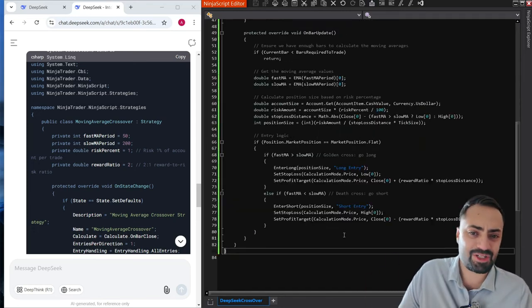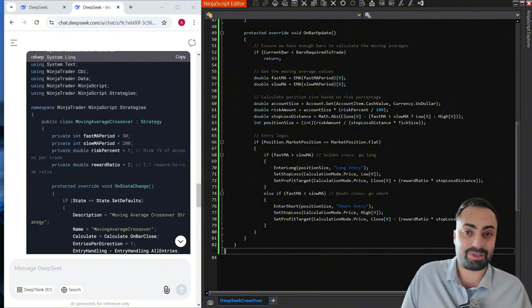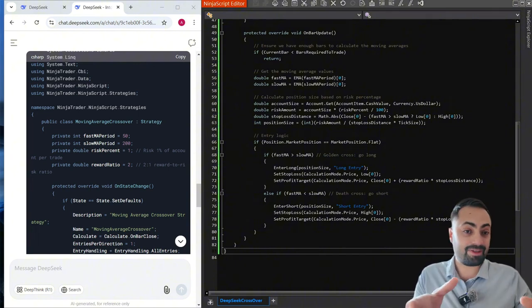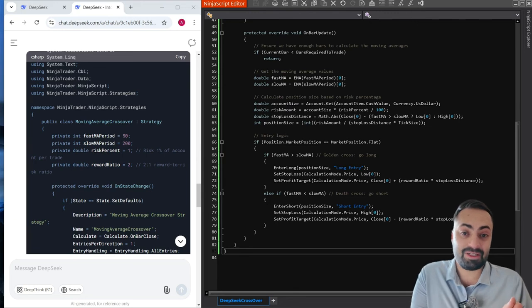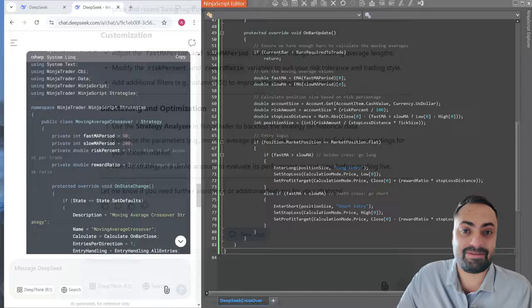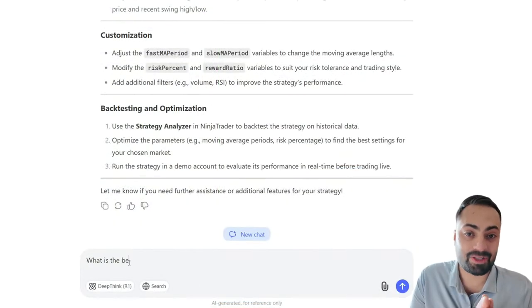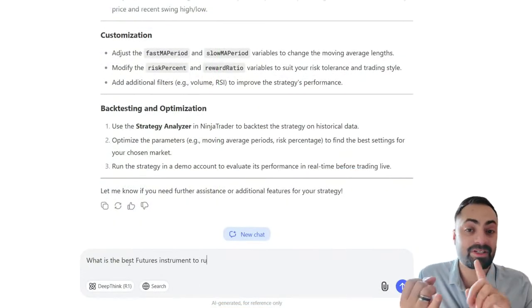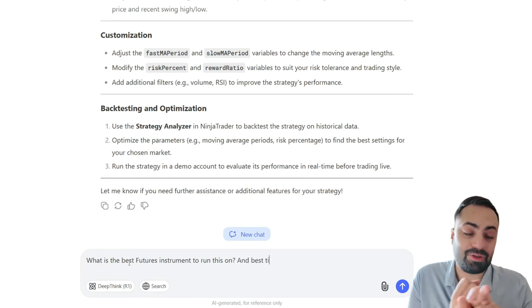And it seems to actually compile without any additional input. So that by itself, even though this is a very basic script, is very impressive, even compared to ChatGPT in the past. Now, before we actually load this on the chart, we need to figure out what is the best time frame and bar type to run this on.